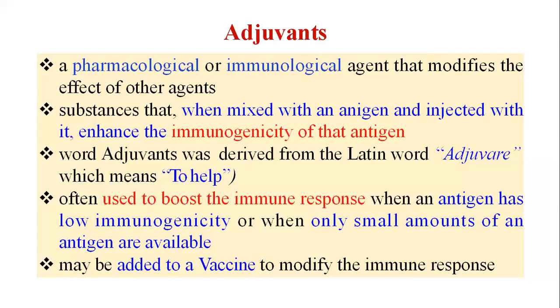Means when an antigen has low immunogenicity, or when only a small amount of antigen is available, then that particular antigen should be mixed with an adjuvant, and now that particular antigen will strongly show immunogenicity as well as immune responses. So as I said, mostly they are added to a vaccine to modify the immune response.